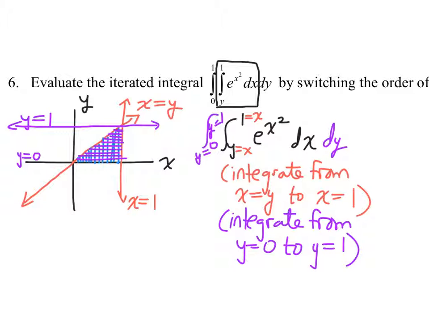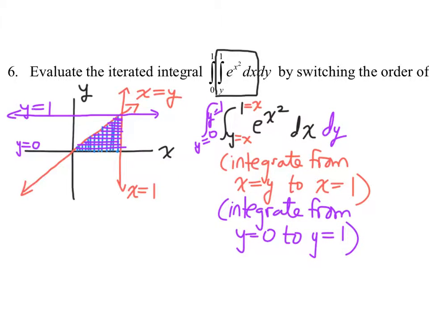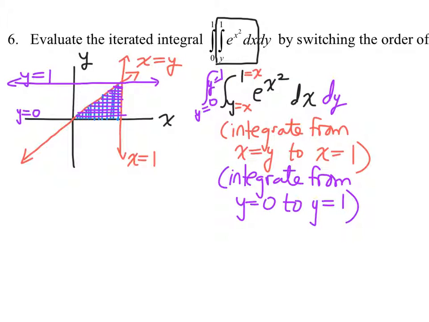All right, so in order to be able to figure this out, I have to switch my bounds, well, ultimately I have to do that, but I have to switch my variables. I'm going to keep the e to the x squared, but I want it to be dy times dx.